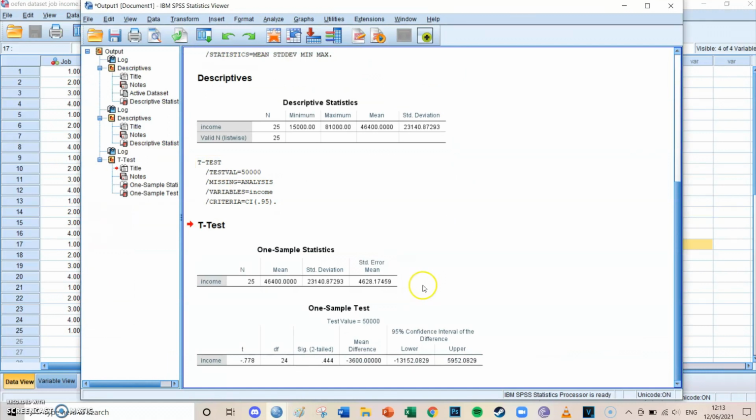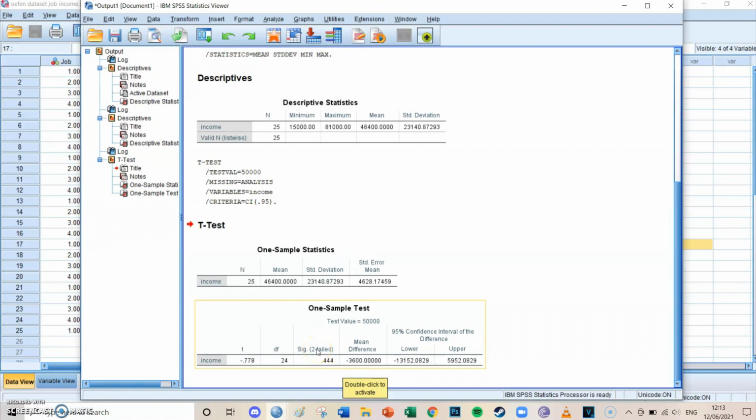And then what you can see over here is once again the mean in the one sample statistics. You can once again see that there are 25 respondents, a mean of 46,400. And if you go even lower to the one sample t-test table, you can see that the t-value is minus 0.778. Degrees of freedom is 24, which is n minus 1. And most importantly, the significance level is 0.444, which means that it is not significant.